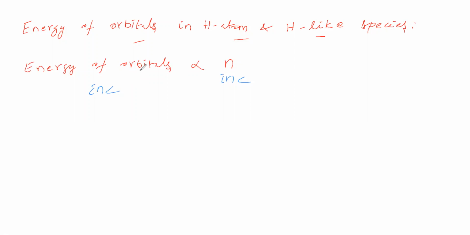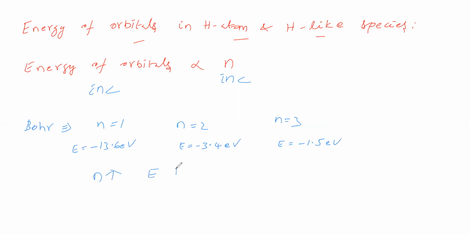In the Niels Bohr model, for the first orbit the energy is minus 13.6 electron volt, for the second orbit it is minus 3.4 electron volt, and for the third orbit it is minus 1.5 electron volt. Therefore, as the principal quantum number increases, energy increases. The same point is taken in modern atomic theory, quantum mechanics. So energy of an orbital is directly proportional to the principal quantum number.